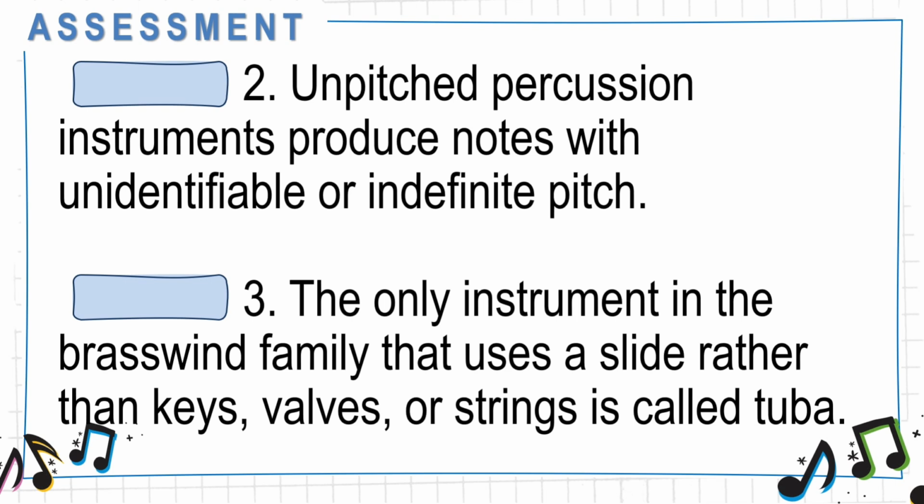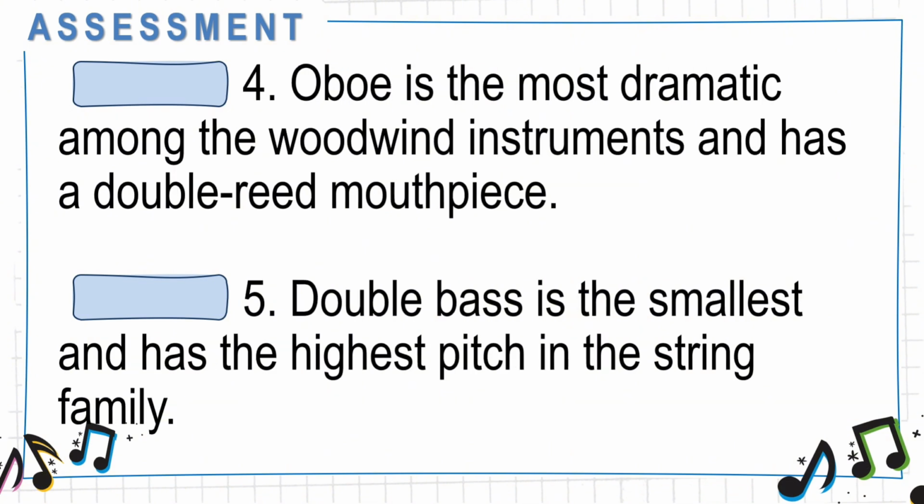The only instrument in the brasswind family that uses a slide rather than keys, valve, or strings is called tuba. Oboe is the most dramatic among the woodwind instruments and has a double reed mouthpiece. Double bass is the smallest and has the highest pitch in the string family.